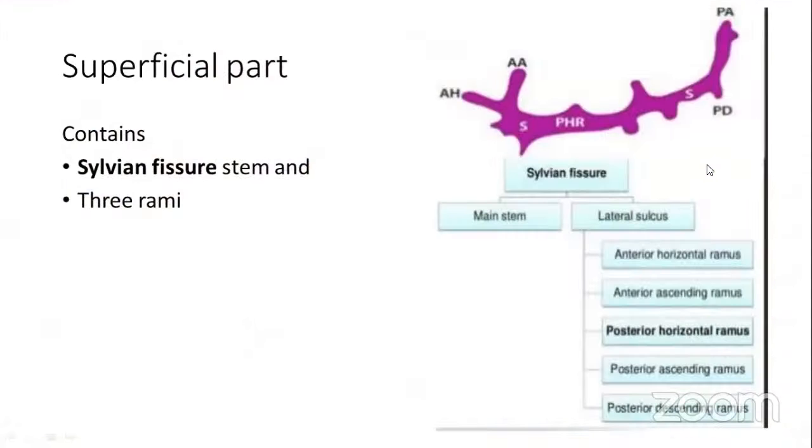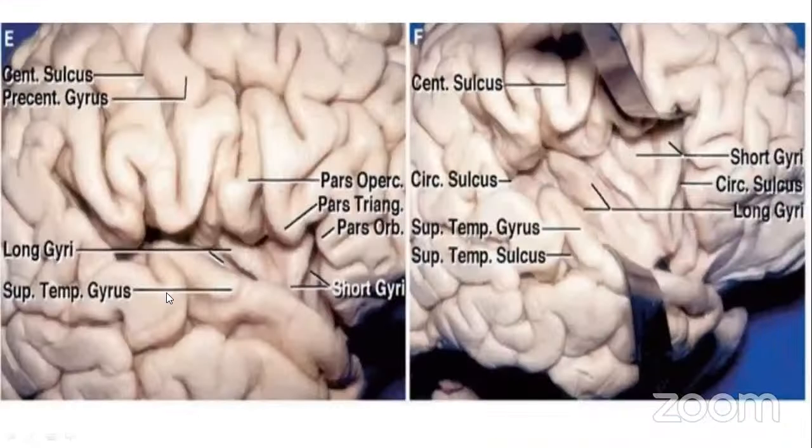On the brain surface, we will have a look at the Sylvian fissure and its rami. Anteriorly, we have the pars orbitalis. Behind this, we have the anterior horizontal ramus of the Sylvian fissure. Then after this, we have the pars triangularis, and behind it, we have the pars opercularis.